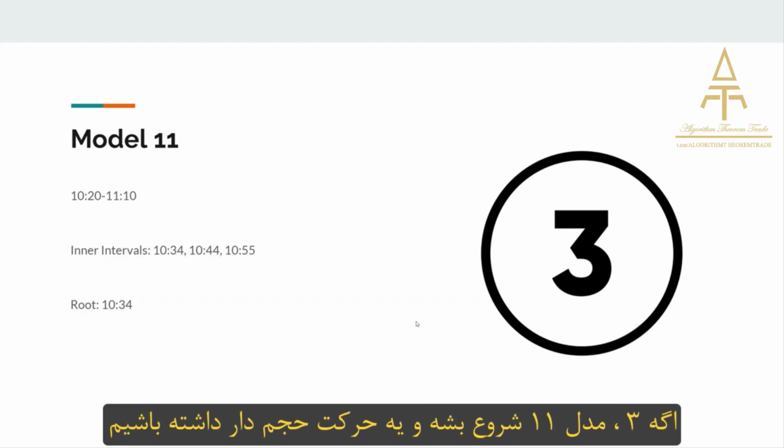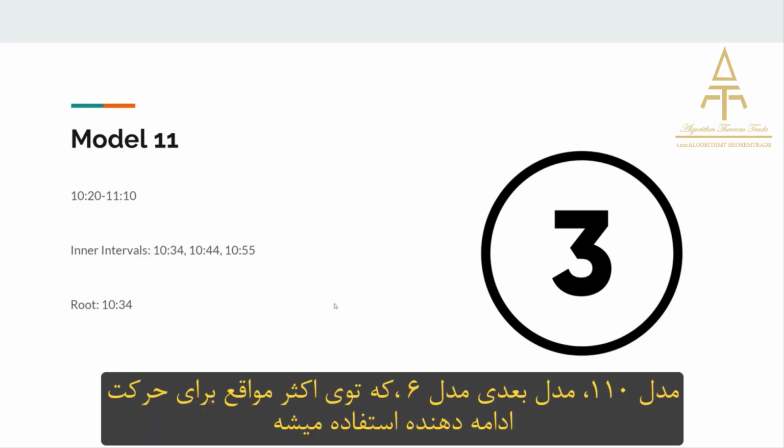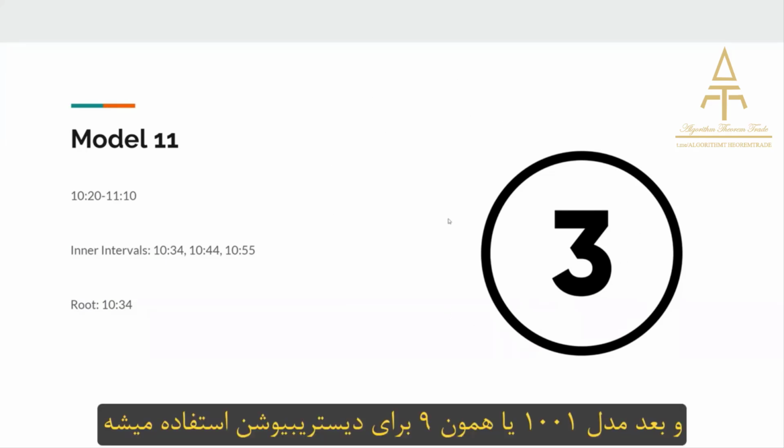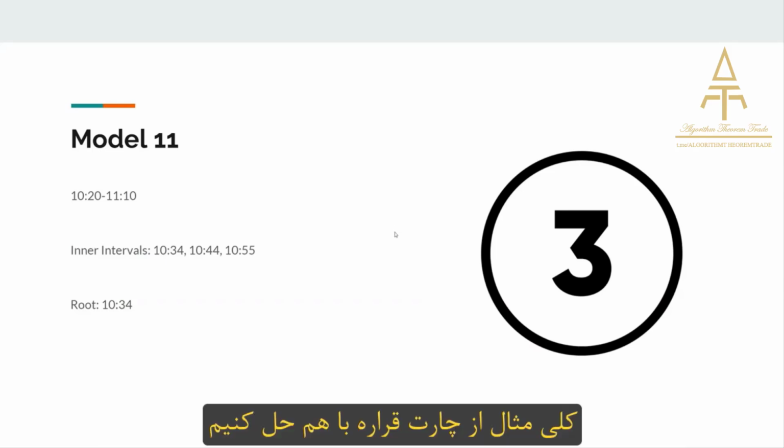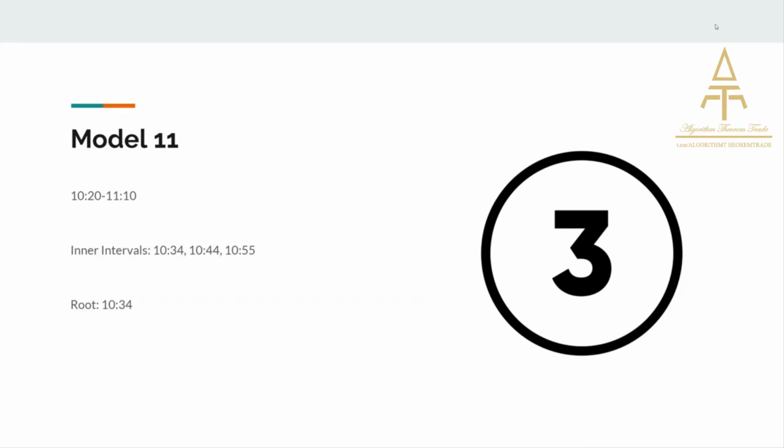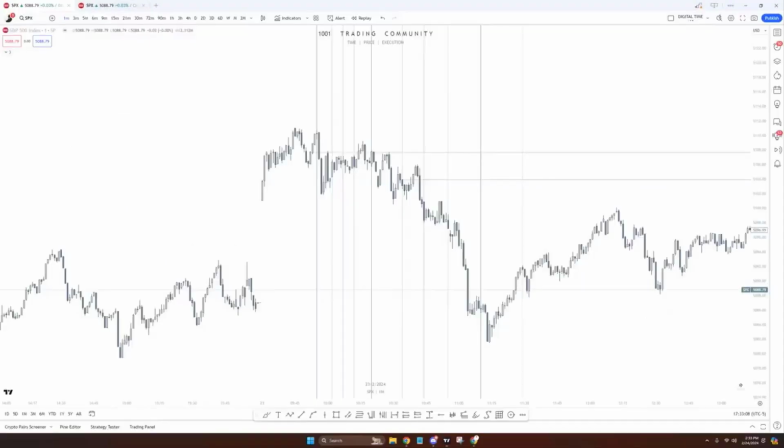So if Model 11 begins a volatile move, Model 110, the next model, Model 6, will be used for continuation in most cases. And then Model 1001, aka 9, will be used for distribution. We'll go through many chart examples to distinguish this.